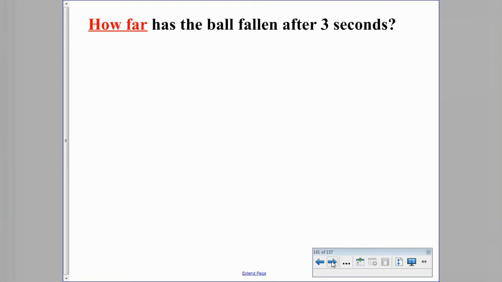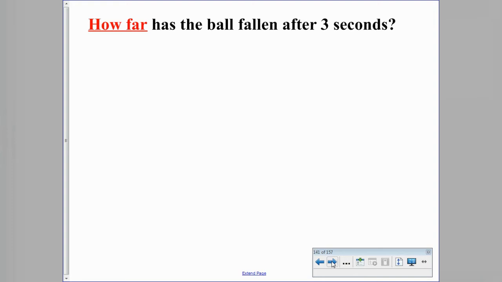Take a look at another one. How far has the ball moved after 3 seconds? Okay, so again, same problem. The ball rolls off the table, but how far has it dropped? To do this, we would need one of our other kinematic equations.